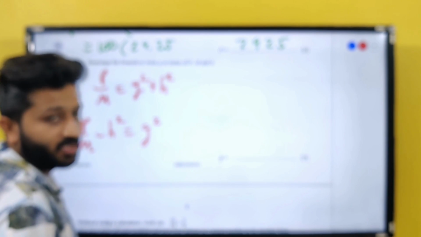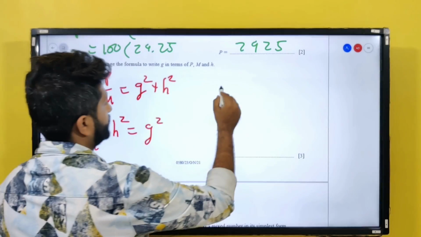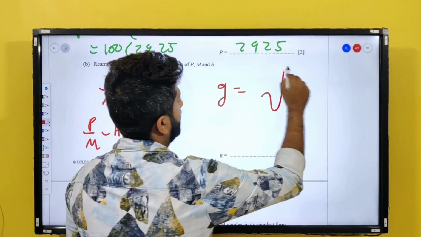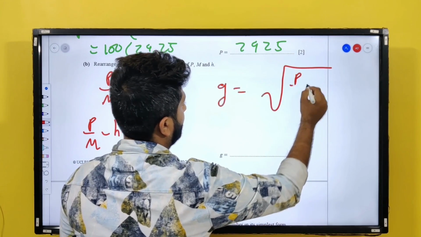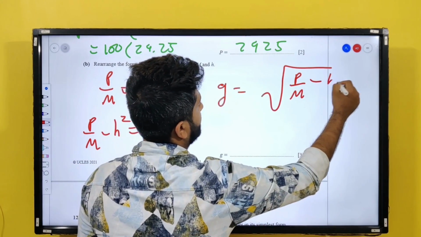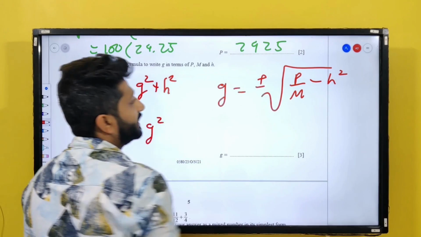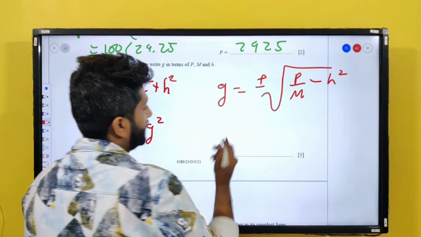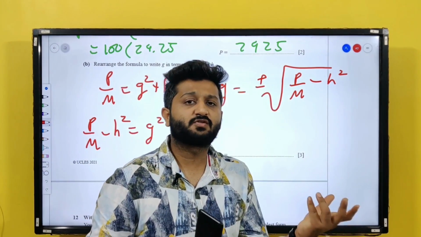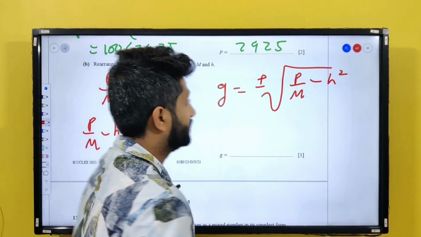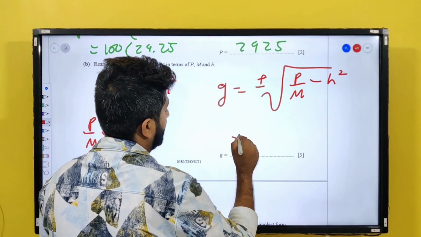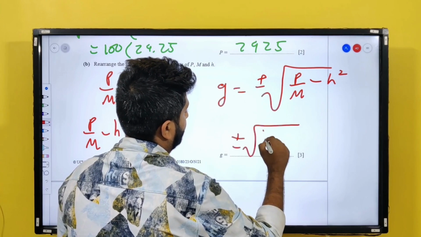Now in order to remove the square, what do you do? You take the root. So G is equal to under root P upon M minus H square, and add the sign of plus or minus, because the square of minus 2 is also 4 and the square of 2 is also 4. So the root could be positive as well as a negative value.